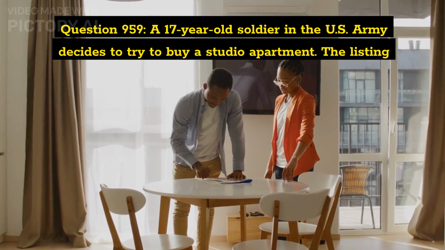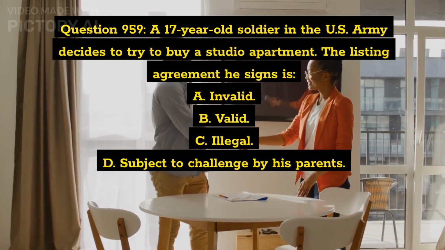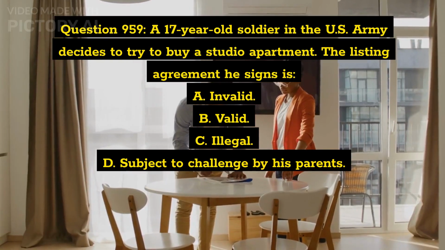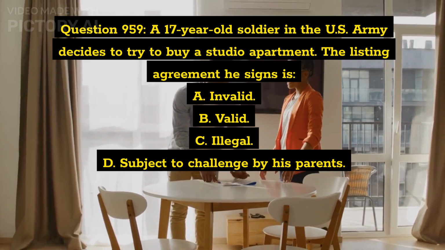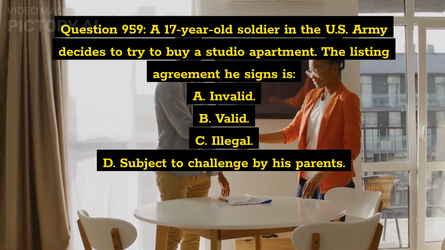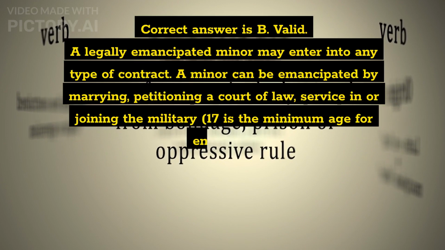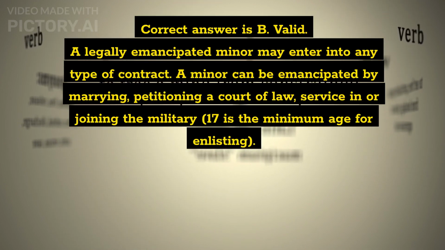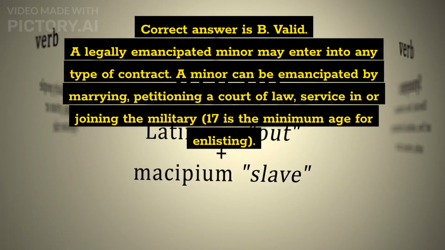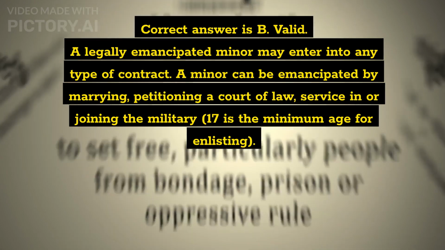Question 959. A 17-year-old soldier in the U.S. Army decides to try to buy a studio apartment. The listing agreement he signs is: a) invalid, b) valid, c) illegal, d) subject to challenge by his parents. Correct answer is b, valid. A legally emancipated minor may enter into any type of contract. A minor can be emancipated by marrying, petitioning a court of law, service in or joining the military. 17 is the minimum age for enlisting.